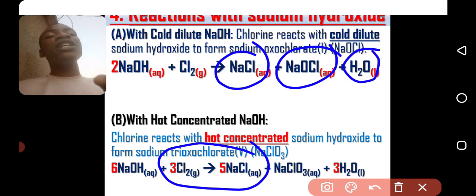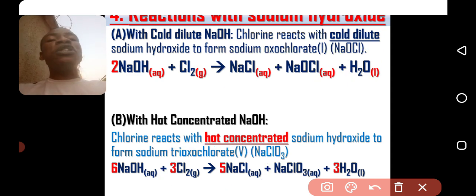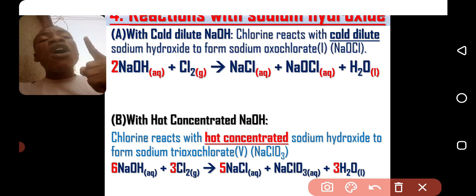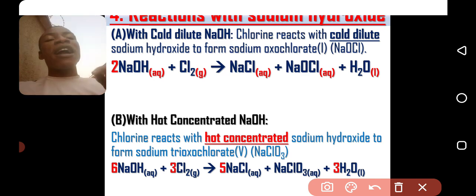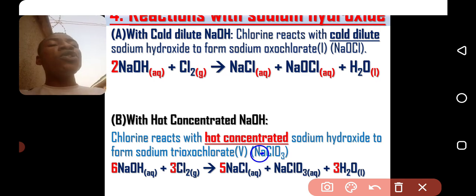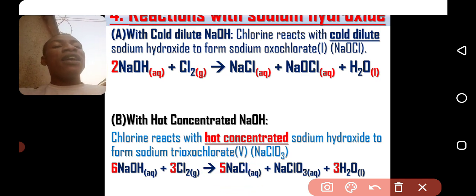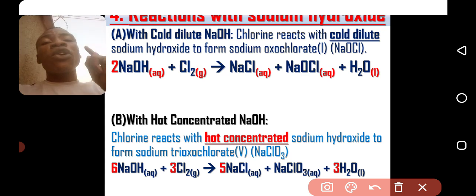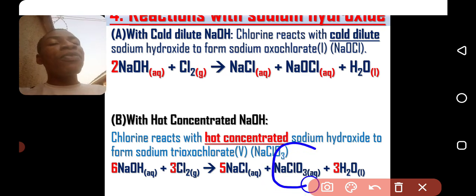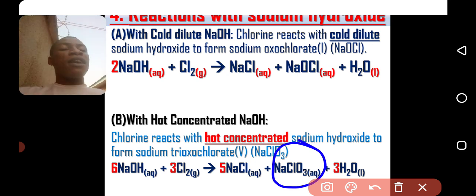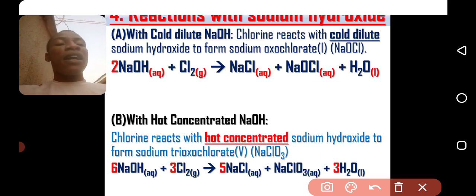So learn the equation and learn the balancing of the equation. So that's what will be formed. However, if you change the condition and increase the concentration of the NaOH and the temperature also, that is, you are now reacting chlorine gas with hot concentrated sodium hydroxide, it will still produce sodium chloride. However, the next compound will not be sodium oxochlorate(I). Instead, it will be sodium trioxochlorate(V) and also produce water in the process.